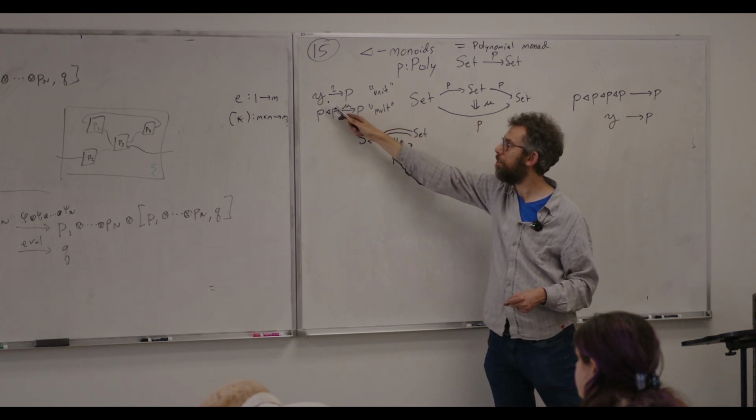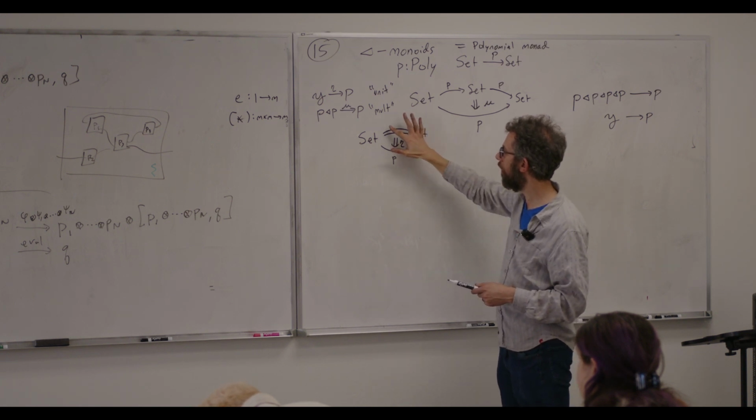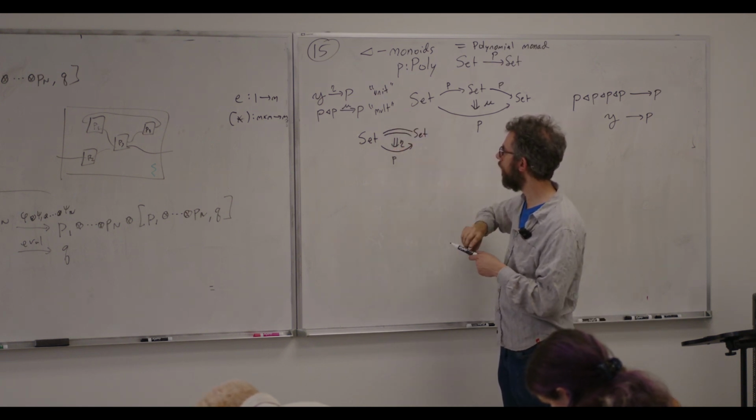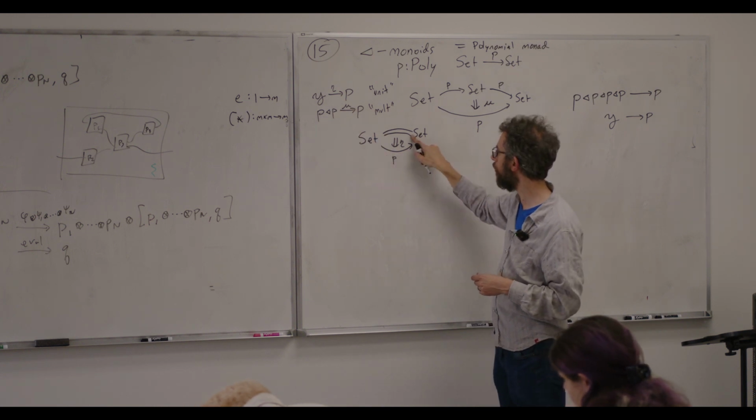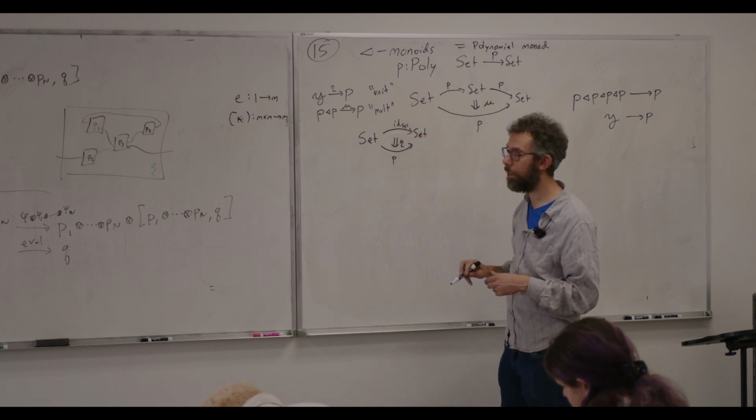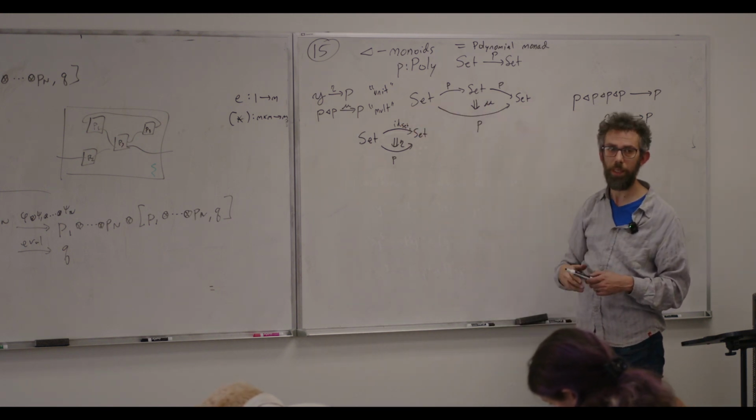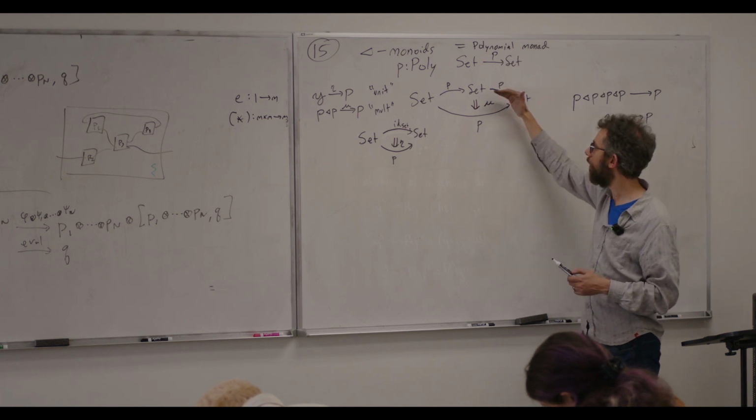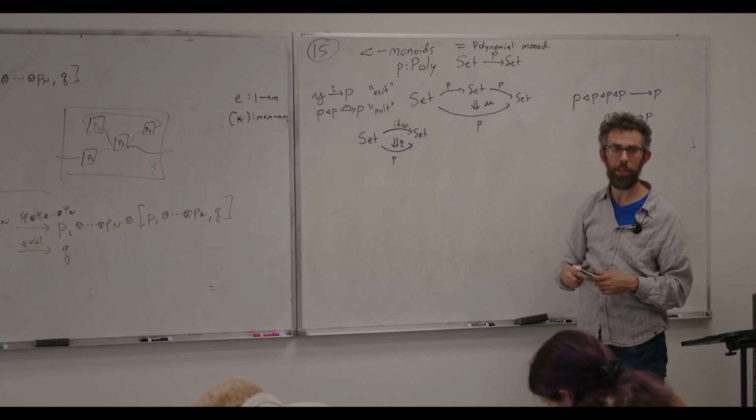So if I have a map like this from y to p, well, y is the identity functor, so I draw it like that. Or maybe if you want, I draw it like id set. And p composed p is do p, then do p. And a natural transformation from p, then p to p is one shaped like that.